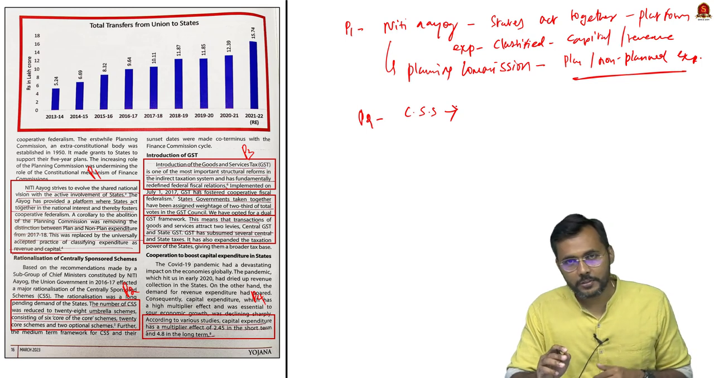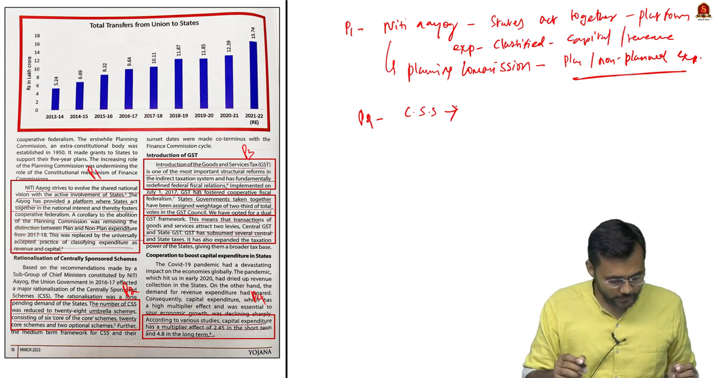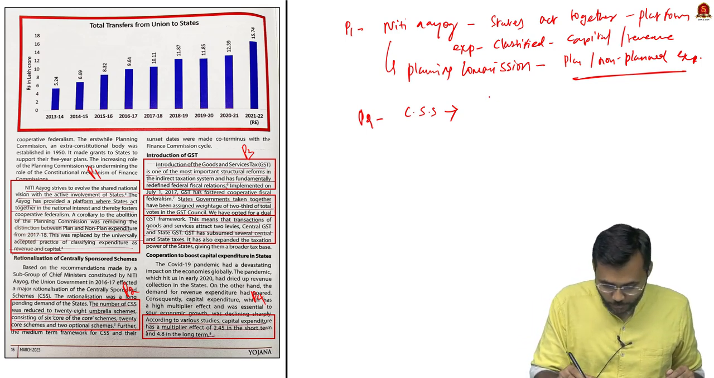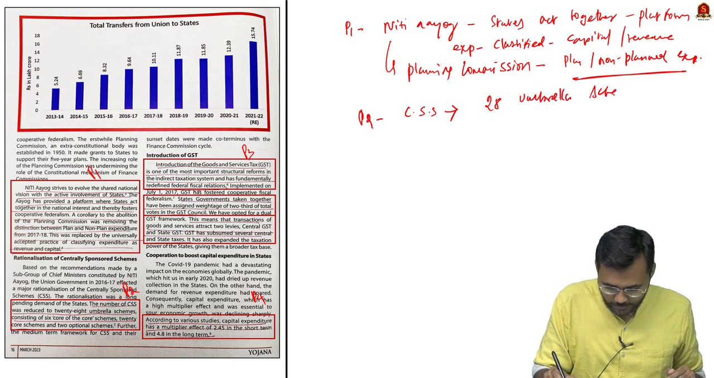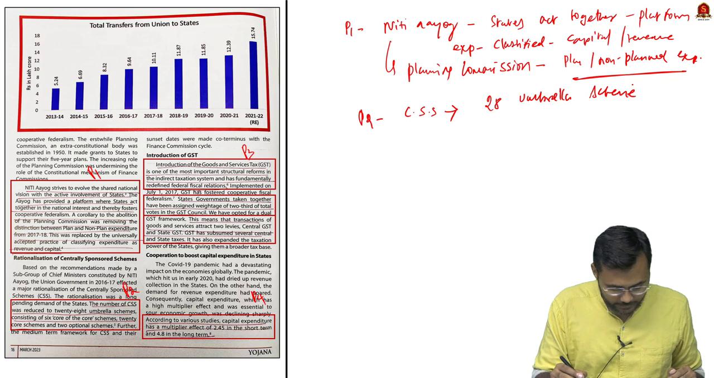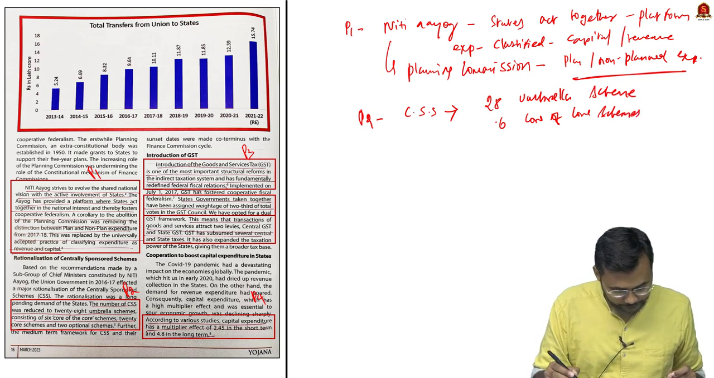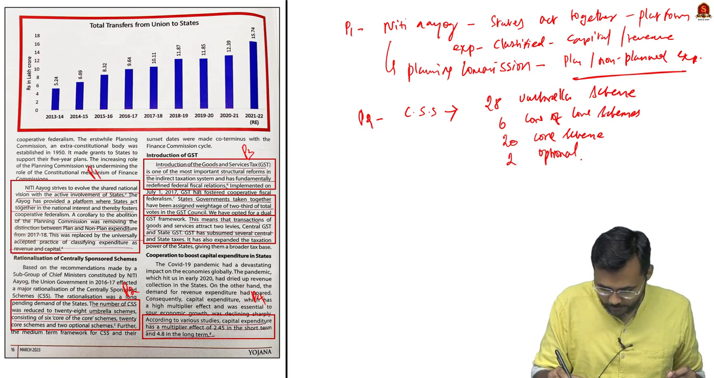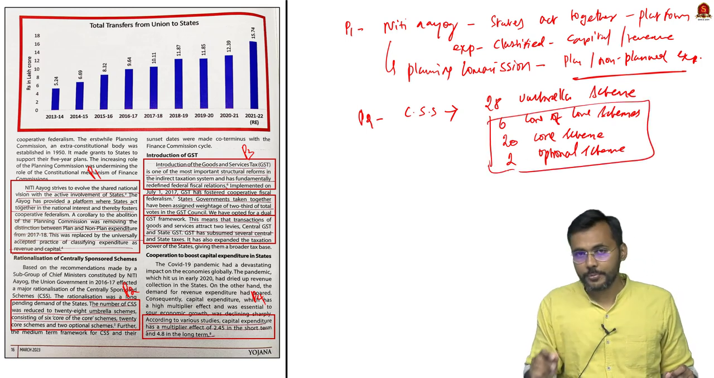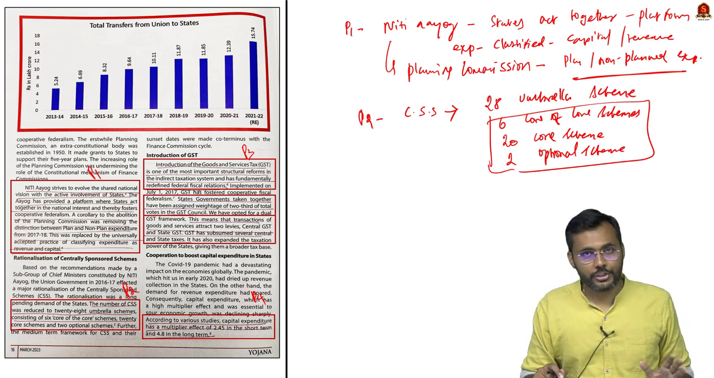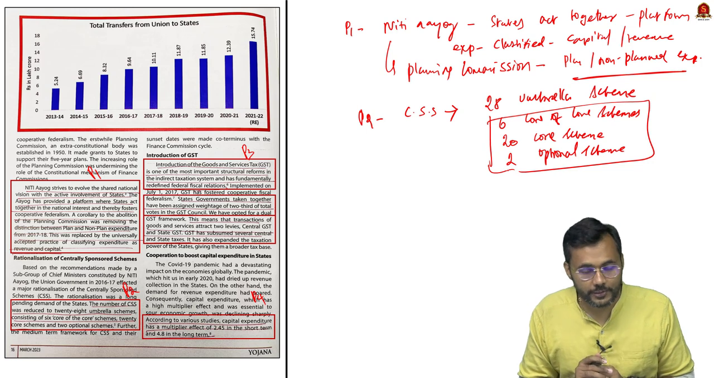Centrally sponsored schemes were highly criticized because they create an overhang of the Union government on state subjects. So right now, regarding centrally sponsored schemes, we have 28 umbrella schemes, which is a reduced number: 6 core of the core schemes, 20 core schemes and 2 optional schemes. So you get the number 28. Previously there were a lot of centrally sponsored schemes, and that has been set right through rationalizing them. Totally we have 28 schemes right now in India.